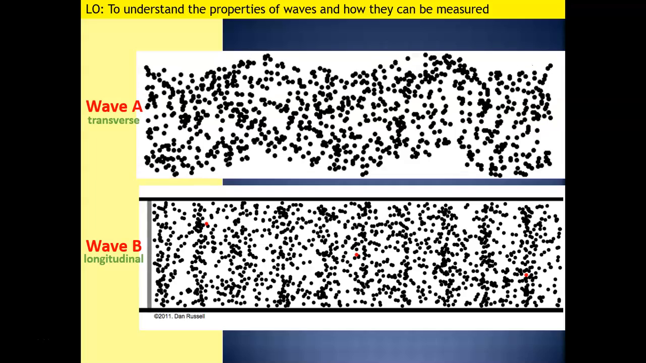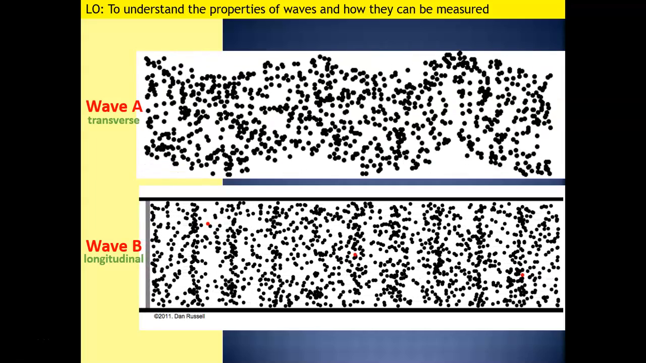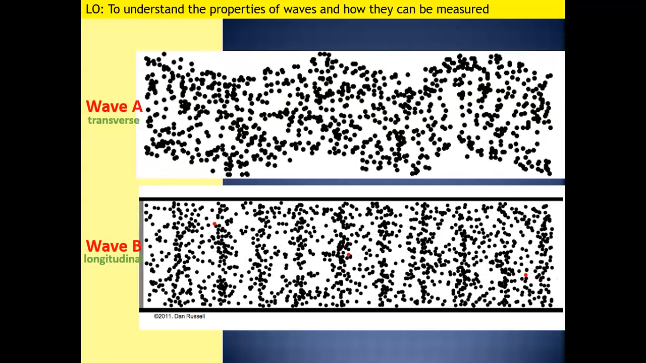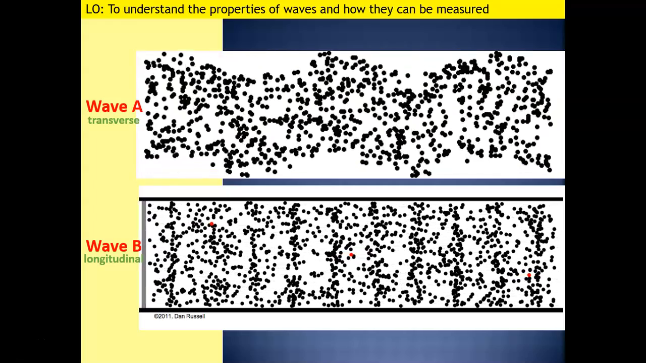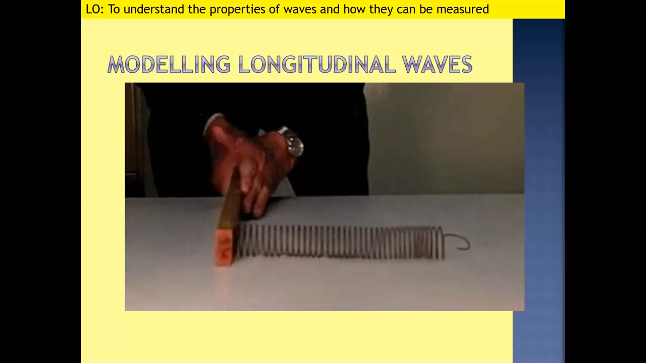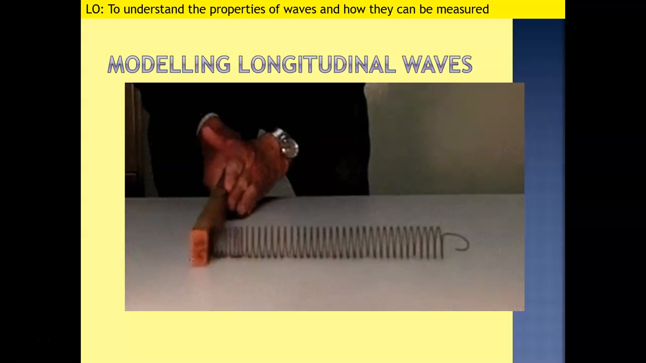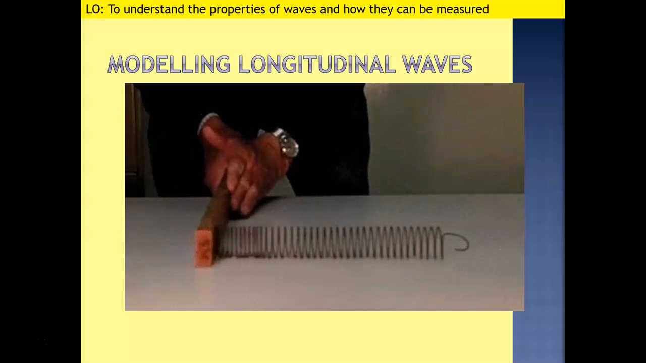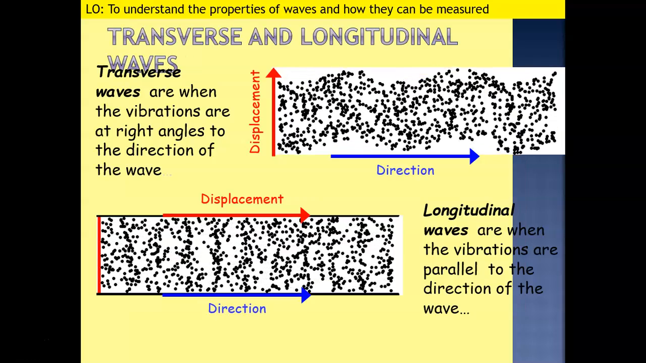Again, transverse, the particles would move up and down, but the wave itself moves from side to side. In longitudinal, the particles move from side to side, the wave moves in the same direction. Again, there's a longitudinal wave. We can see the compression and the rarefaction. We can see it moving along that slinky, moving along that spring.